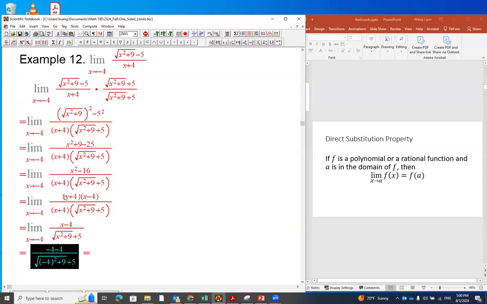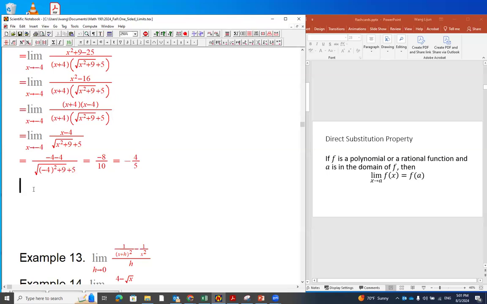Simplify the bottom. We get -4 squared is 16. 16 plus 9 is 25. The root of 25 is 5. And so this piece is going to be 10. And the top is -8. Reduce it, and it is going to be -4/5.